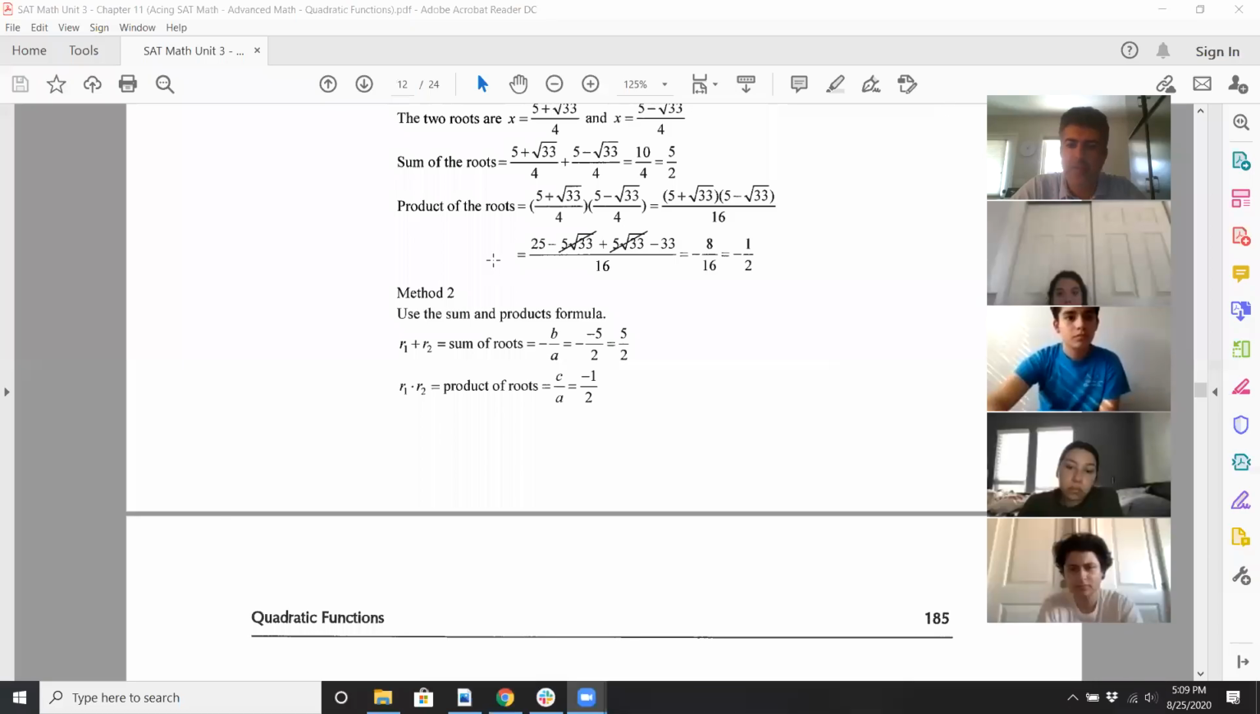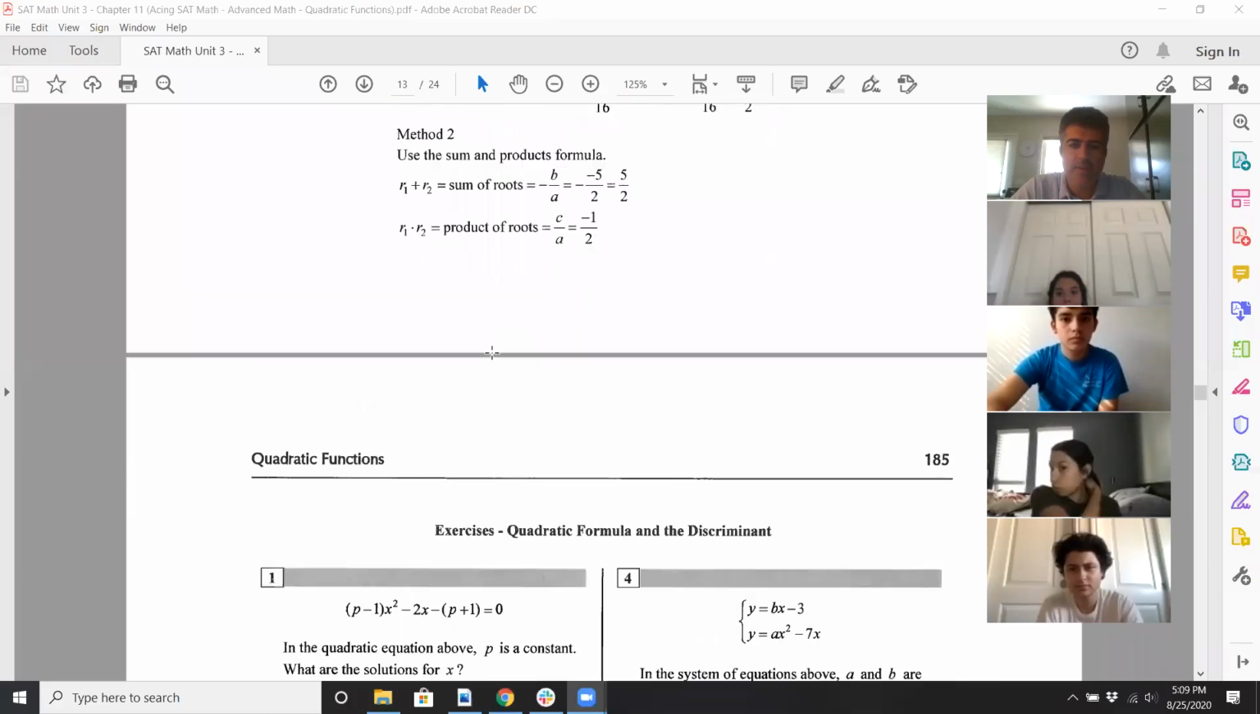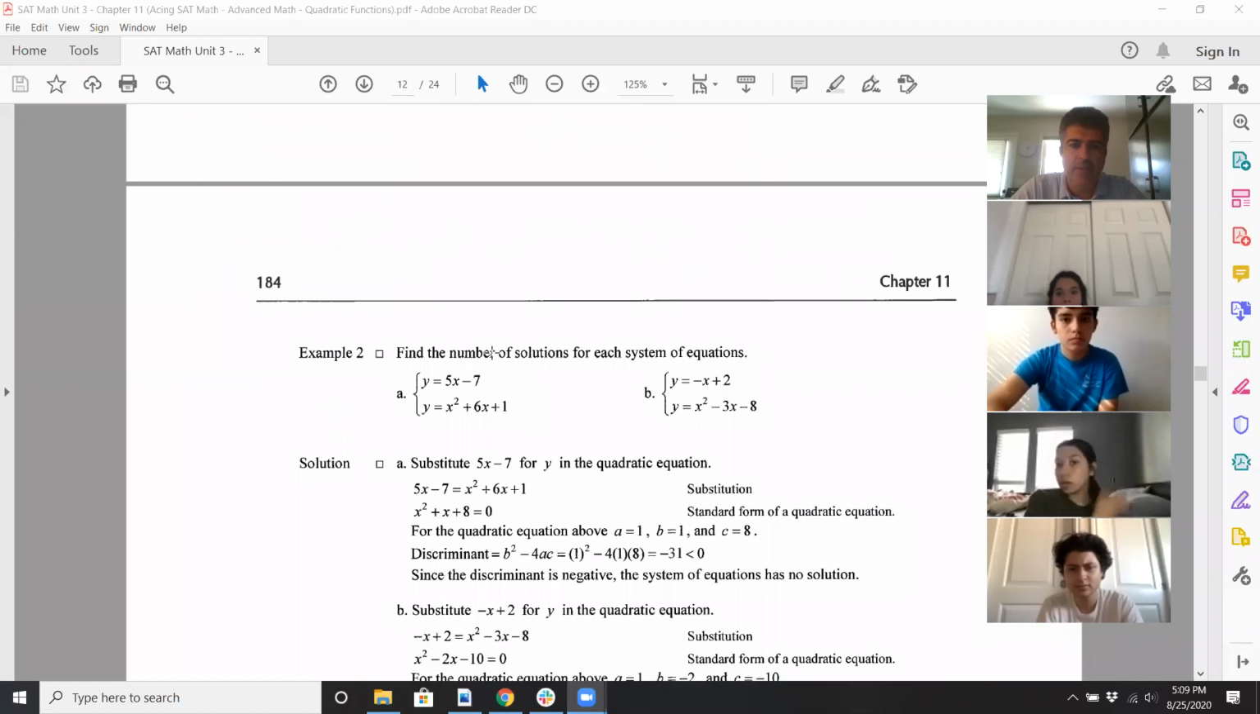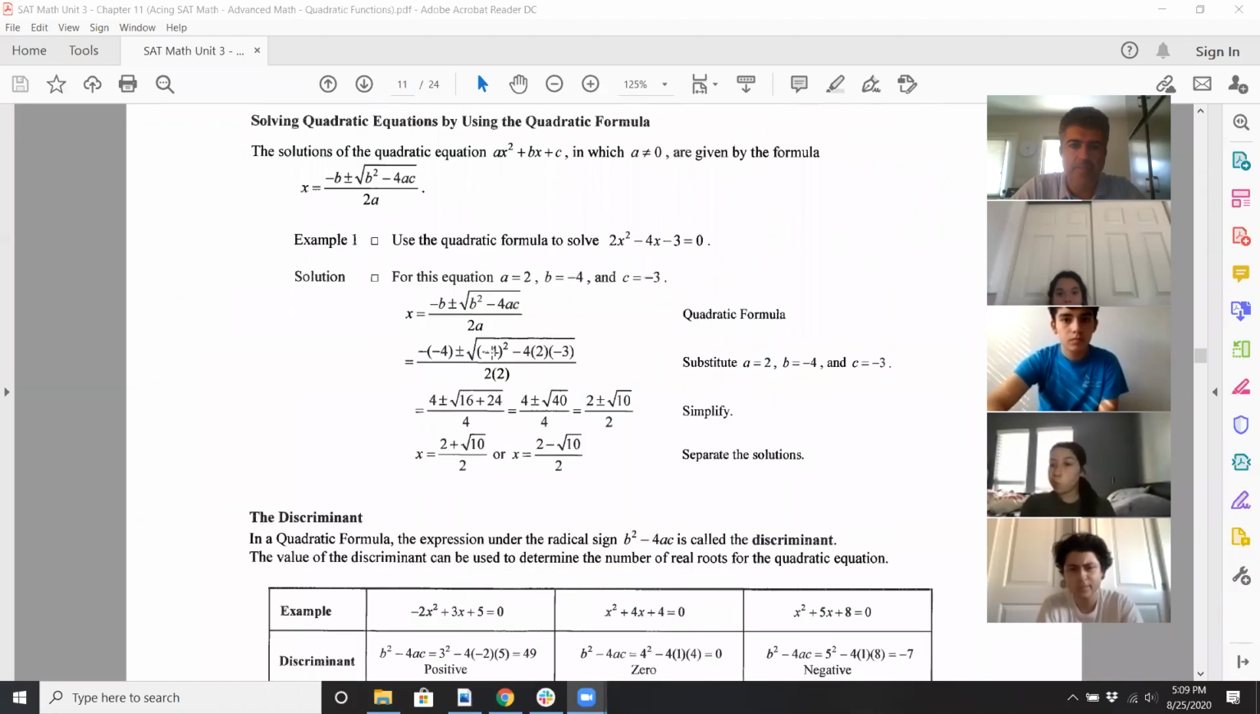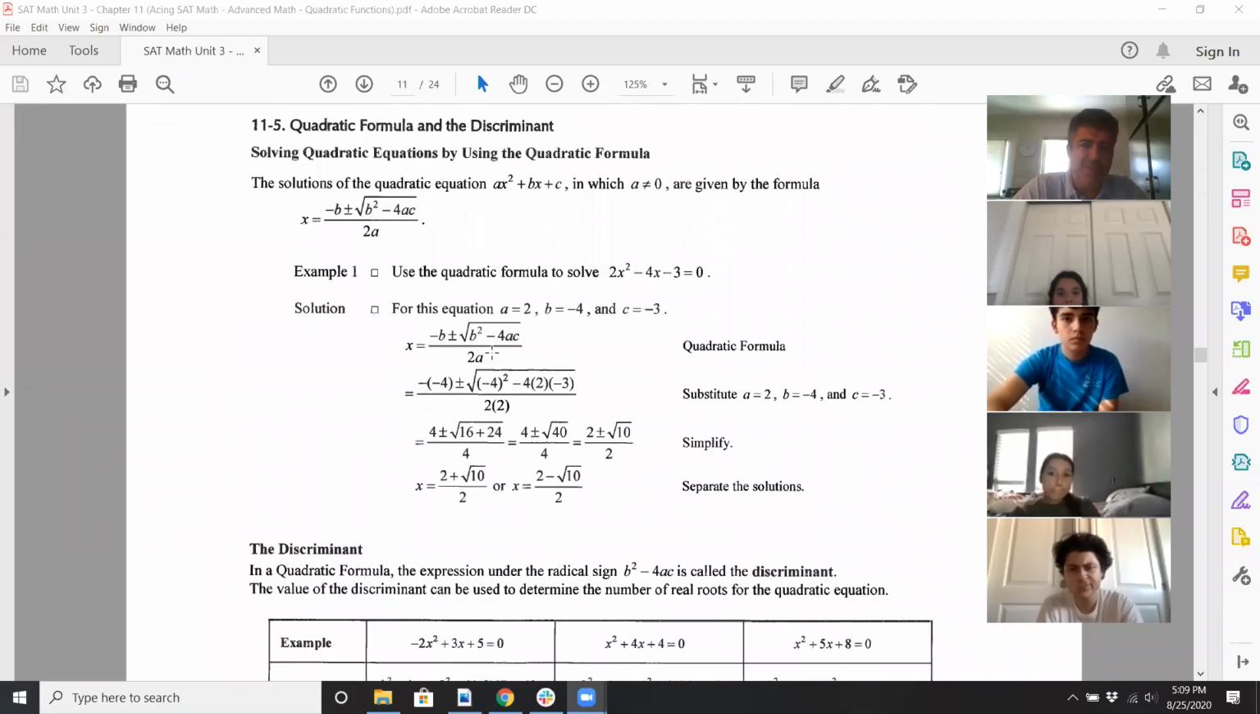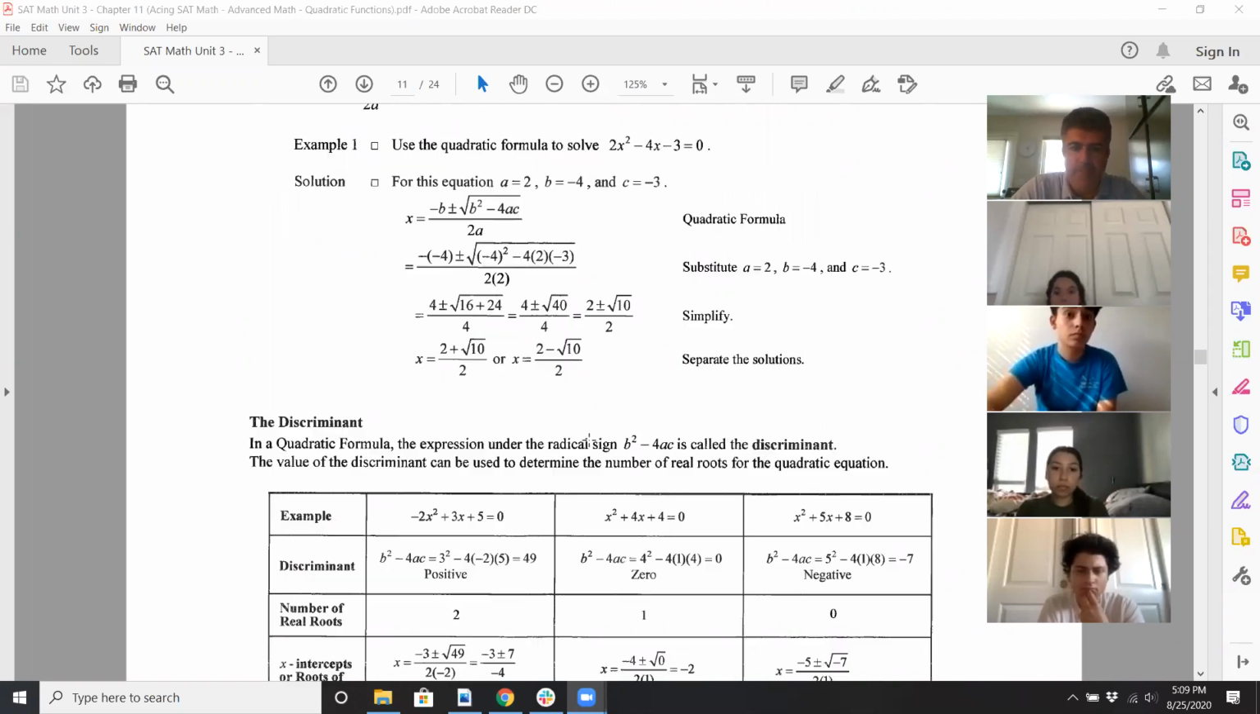Okay, so now we'll look at 11.5, and conceptually, we know how quad form works. I don't really need to spend time going over this, but you have an equation, you know what A, B, and C are, you throw it in, you get your output.